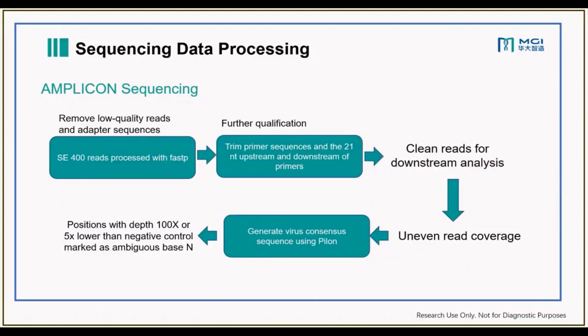For amplicon-based sequencing, low-quality reads and adapter sequences were removed, and this was done on the single end 400 reads using fastp. Further qualification was done. Basically, in this step, primer sequences and 21 bases upstream and downstream of the primers were trimmed. The clean reads obtained were used for downstream analysis. Amplicon sequencing generated uneven read coverage. Pilon then was used to generate the virus consensus sequence, and positions with depth 100x or lower, or 5x lower than the negative control, were marked as ambiguous or Ns.